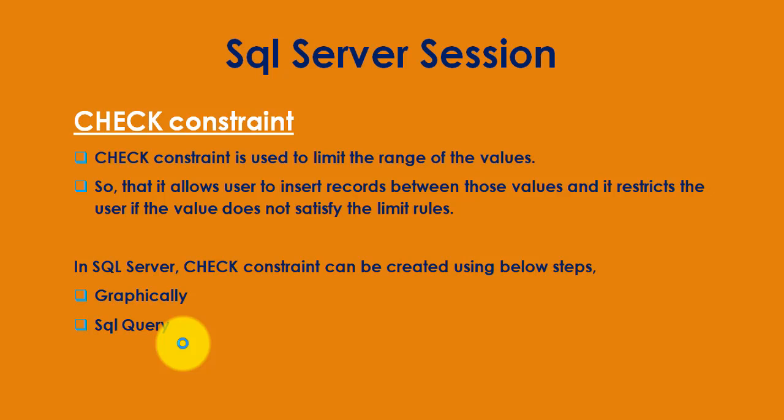So the meaning of this sentence is, if you have a column that is age in tbl person table, then the user cannot insert negative values, or if you mention any conditions that it should not be out of the range of values for age. So I implemented that age should not be less than 0 and it should not be over 200. In SQL Server, check constraint can be created using the below steps. First, I will show you how it is created graphically using the designer, and second one is using a SQL query.